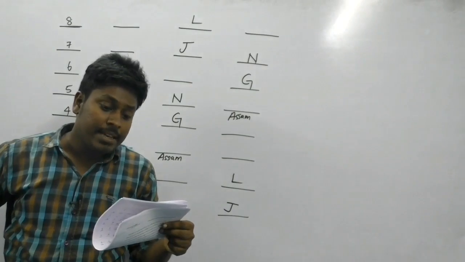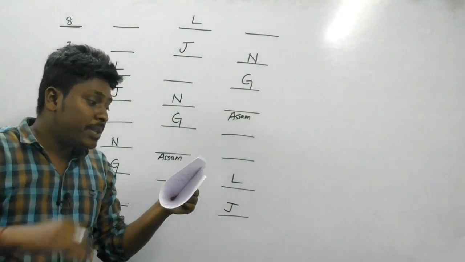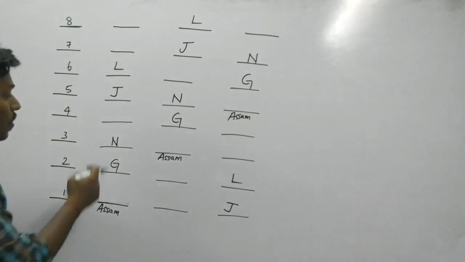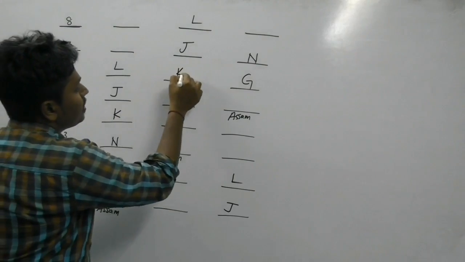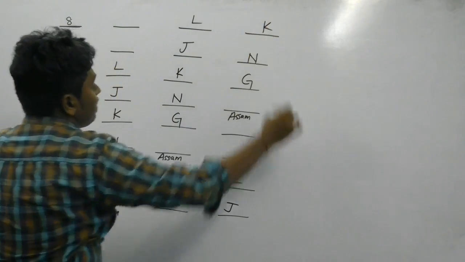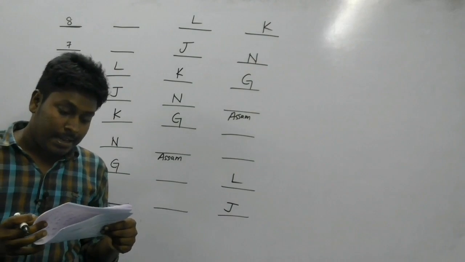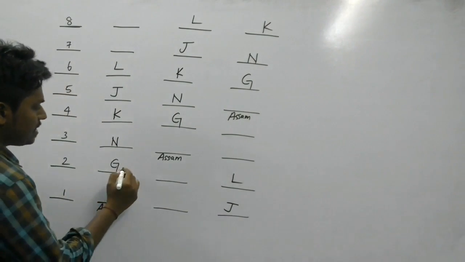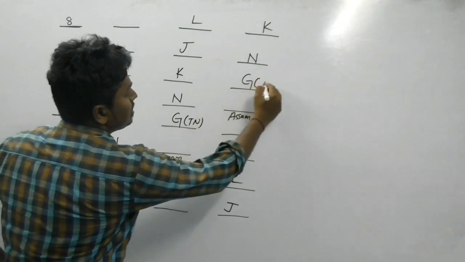N lives immediately above G's floor and immediately below K's floor. So below K's floor N is there. We have already put N here, so K should come here, K should come here, and K should come here. Remember friends, we should draw this in every diagram. Okay, G is from Tamil Nadu. They have said that G is from Tamil Nadu.